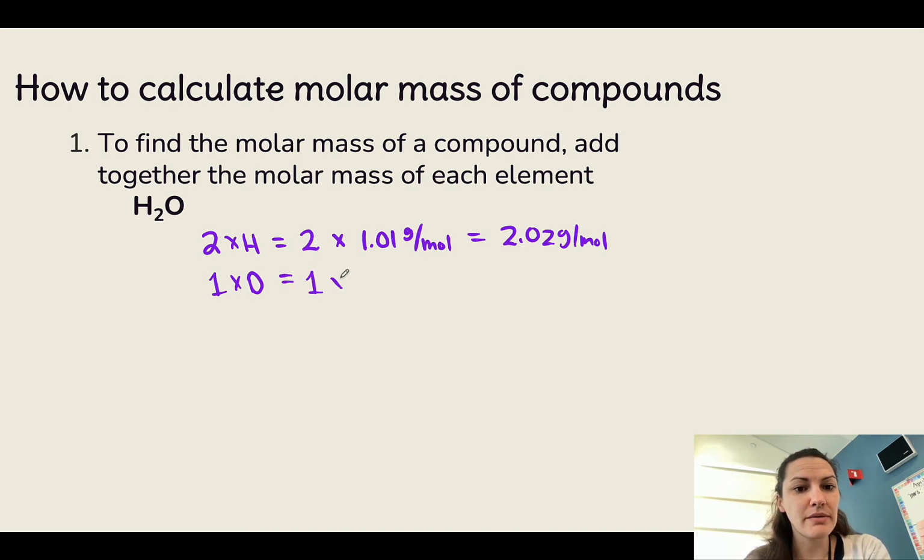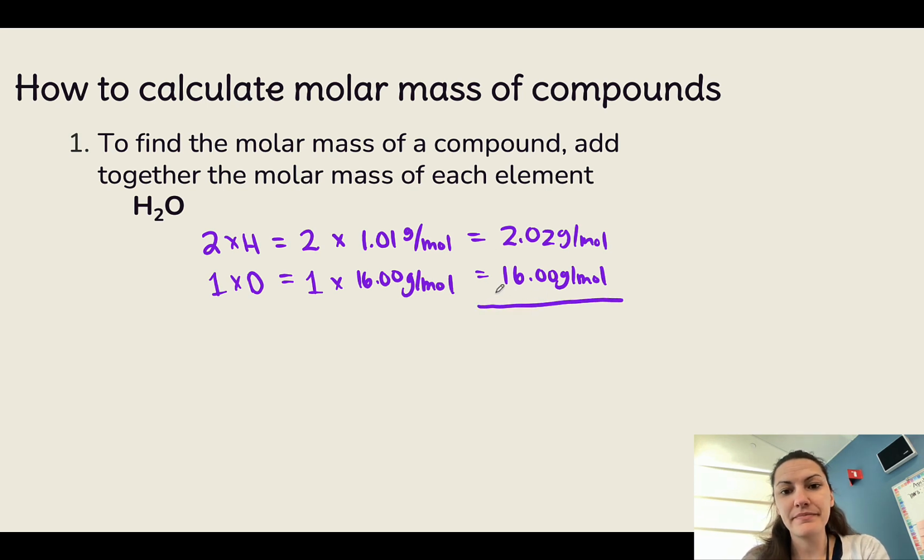Oxygen has a molar mass of 16.00 grams per mole. Okay, and there's only 1 oxygen, so we'll just continue that over. What we need to do is add these up. So 2.02 and 16.00 would be 18.02 grams per mole. So what this is telling us is that for every 1 mole of water, there are 18.02 grams of water. Okay?